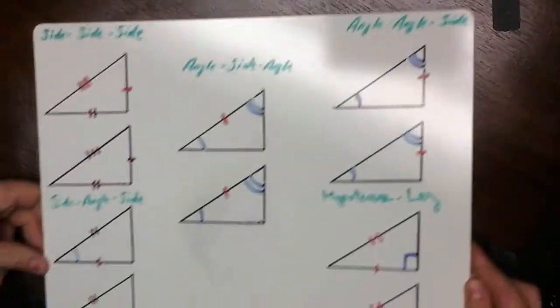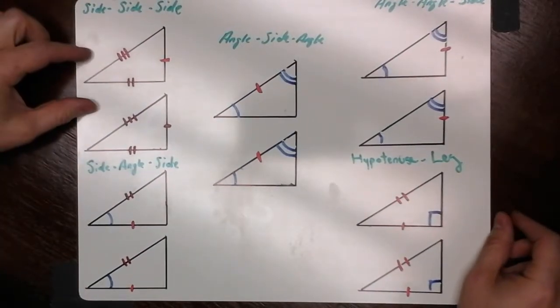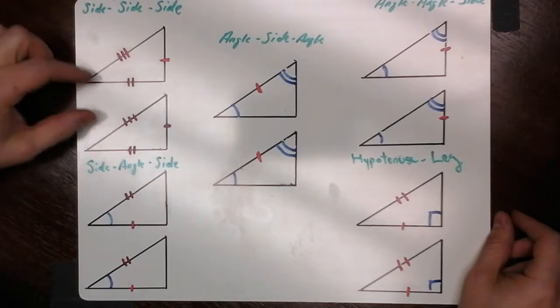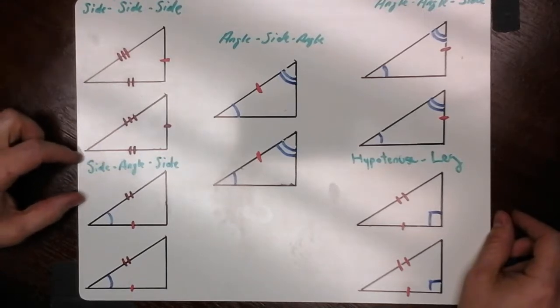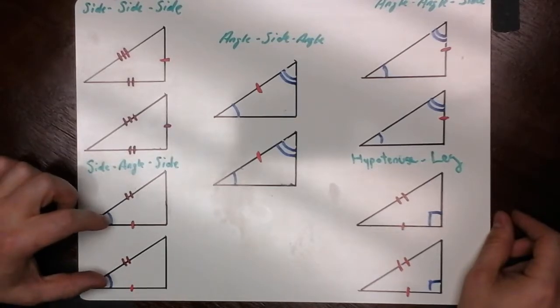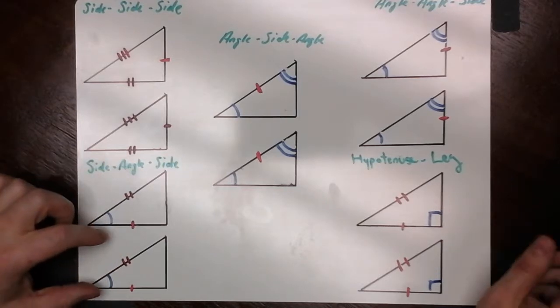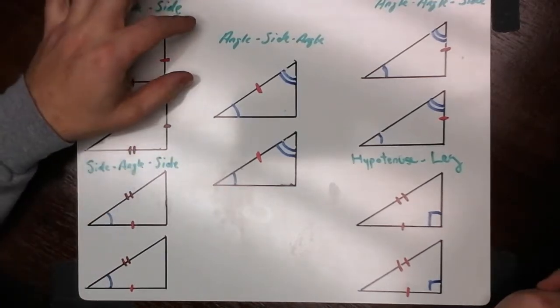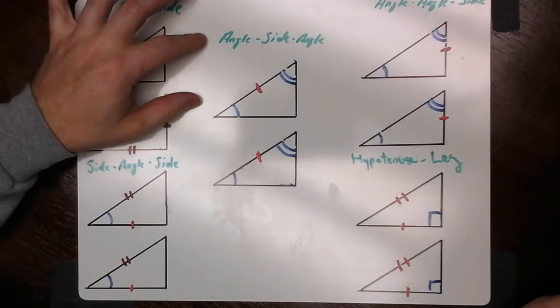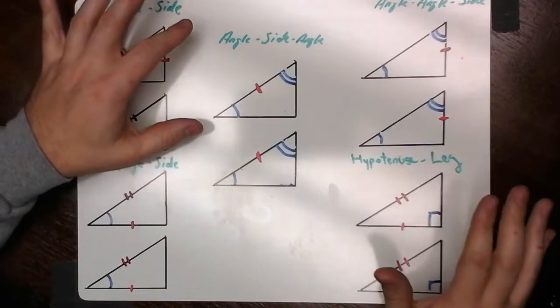Okay, let's look at the 5 congruency postulates. So here they are. I have side, side, side, which says that I have 3 pairs of sides between the 2 triangles that are congruent. I have side, angle, side, which says I have 2 pairs of sides and a pair of angles congruent for each triangle. I have angle, side, angle. I have 2 pairs of angles and 1 pair of sides that are congruent for each triangle.